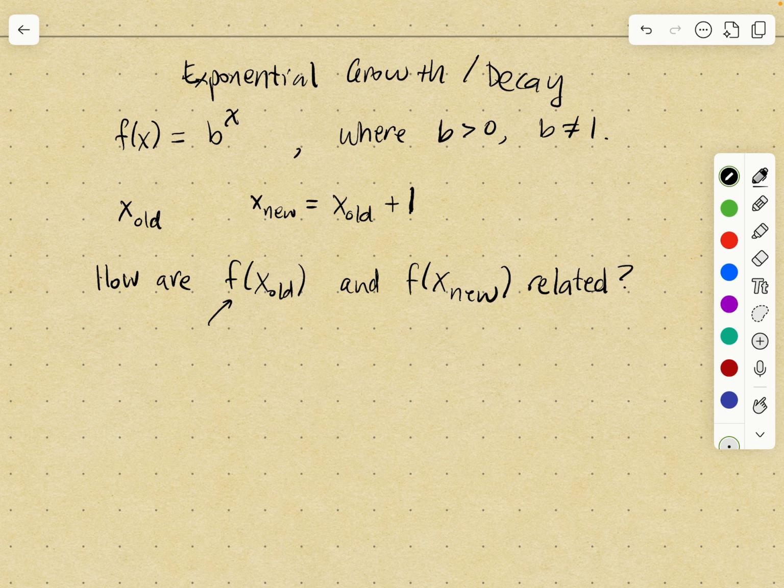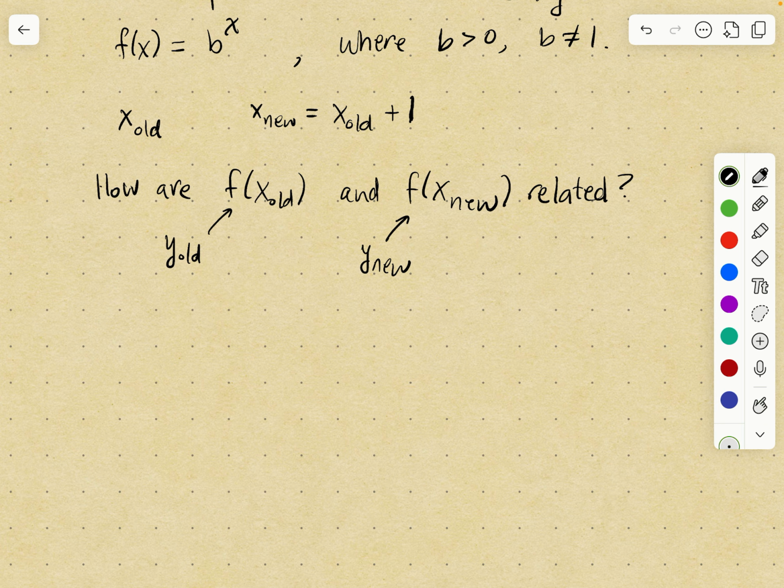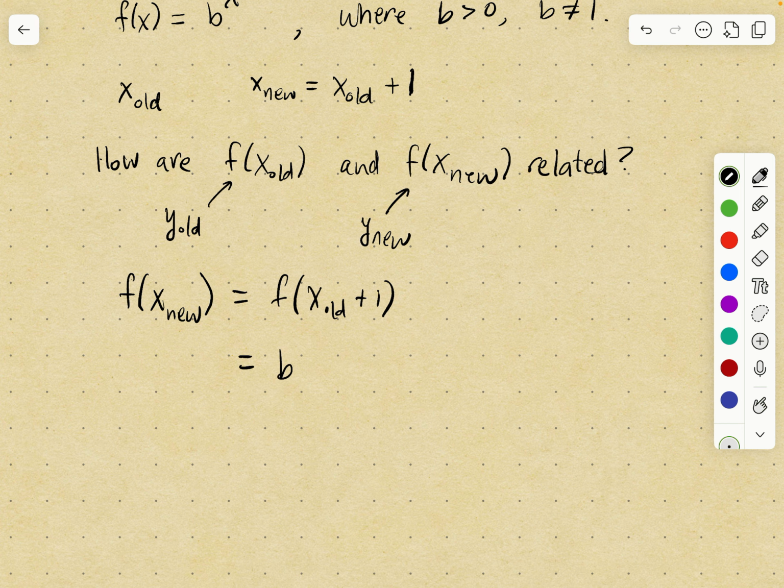So let's call f of x sub old y sub old, so your old y value, and then f of x new is your y sub new, that's your new y value. So the question is, when you have these old and new y values, how are they related? Well, if I plug in my new x value, that is what I get when I plug in the old x value plus 1, because that's what the new x value is. Well, that is b to the x sub old plus 1.